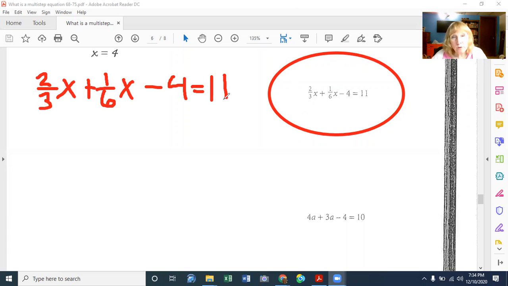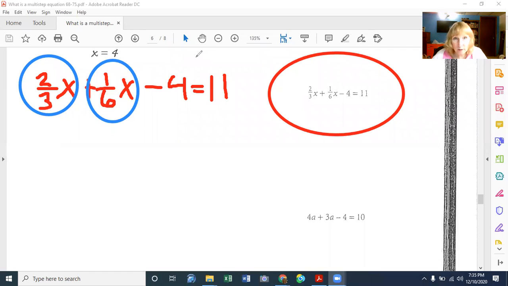So what am I going to do first? Well, I'm going to combine my like terms. So I'm going to combine my 2/3 x and my 1/6 x. I'm going to add them together. So I can't add them the way they are because one has got a 3 on the bottom and one has a 6 on the bottom. So I have to make common denominators. So let's just go ahead and do that for a moment. 2/3 and 1/6.